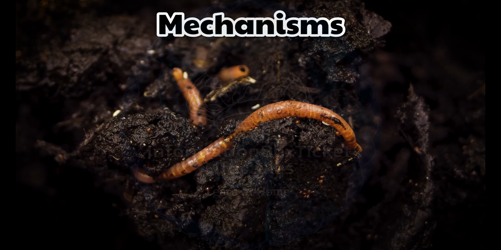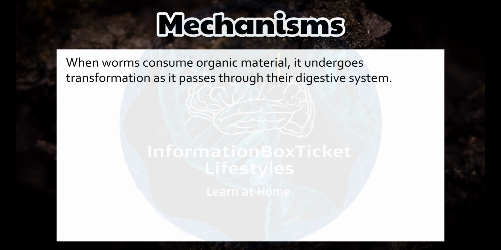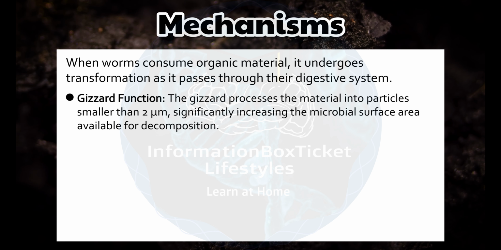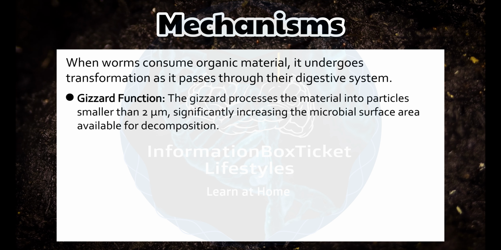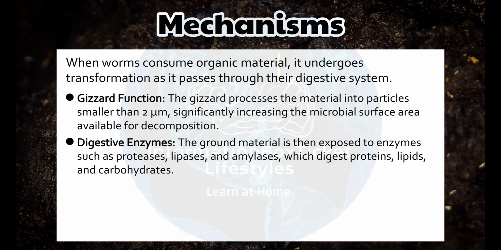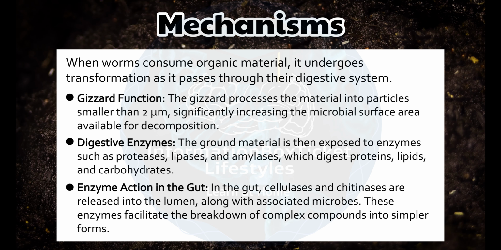Mechanisms of vermicomposting. When worms consume organic material, it undergoes transformation as it passes through their digestive system. Gizzard function. The gizzard processes the material into particles smaller than 2 micrometers, significantly increasing the microbial surface area available for decomposition. Digestive enzymes. The ground material is then exposed to enzymes such as proteases, lipases, and amylases, which digest proteins, lipids, and carbohydrates.